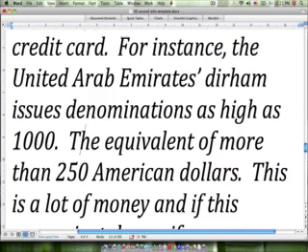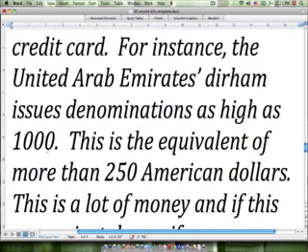Now I know some students are probably wondering, this is the equivalent of more than 250 American dollars, why are we using digits? I'm sure some students are wondering. If you decide to use digits in one part of your writing, it's okay as long as you use them in the remaining parts of your writing. So for example, if I write 1,000 as a number here, I have to write 250 as a number here, not in words. Okay.